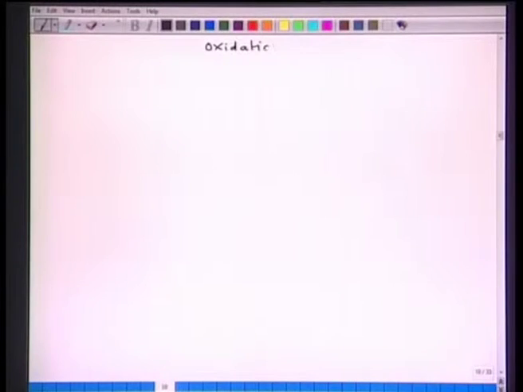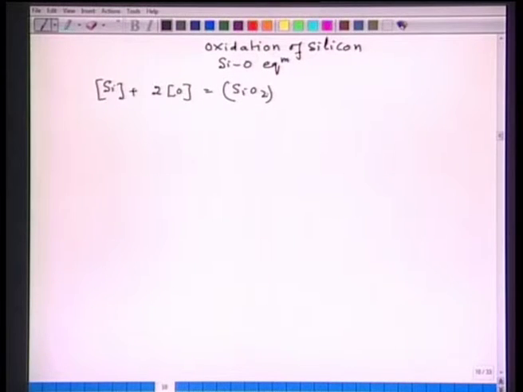So, the next reaction is the oxidation of silicon. In fact, we are considering the silicon-oxygen equilibrium. If I write the reaction, silicon plus 2O is equal to SiO2. Here, the rounded brackets I am using for slag and the square brackets I am using for dissolved in metal.